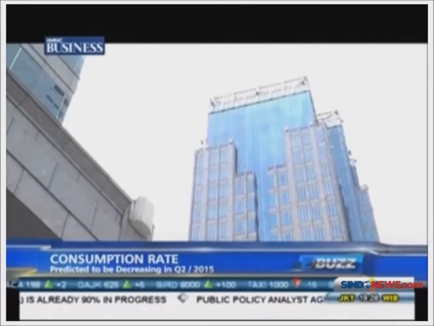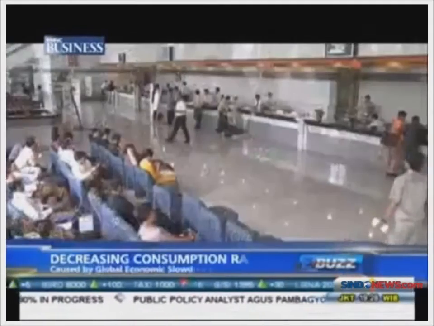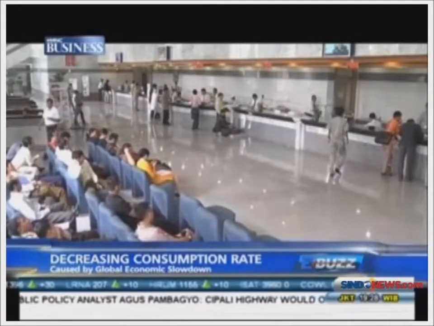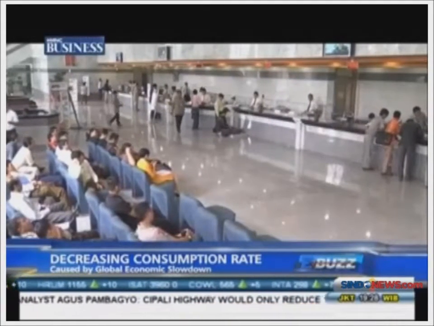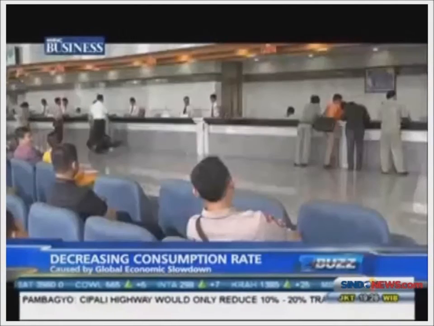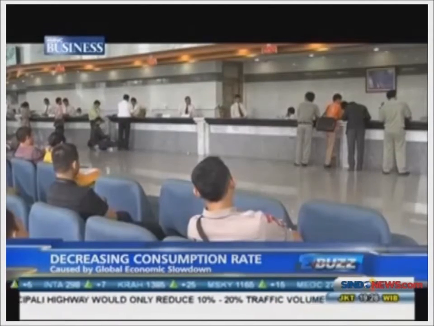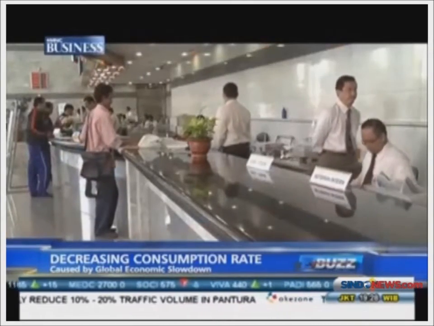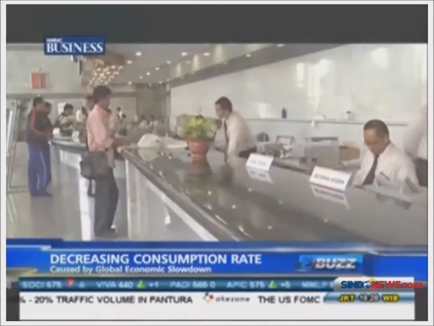Previously, the Indonesian economy in the first quarter of 2015 only grew by 4.71%, dimming low compared to the same period in 2014, where the economy grew by 5.14%. Meanwhile, household consumption only grew by 5.01%.